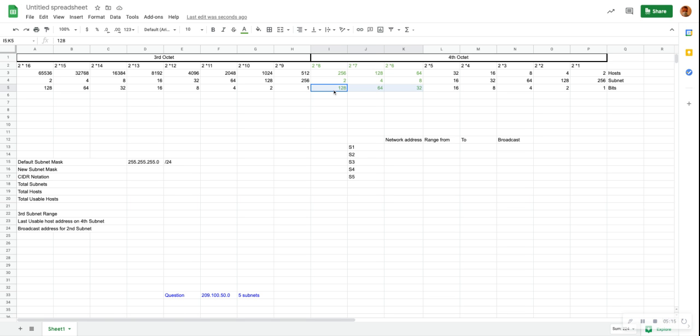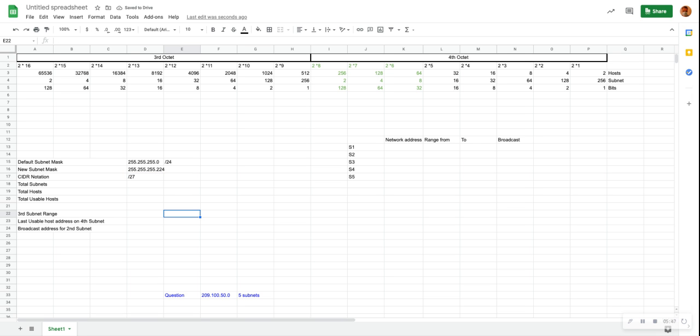So these three numbers here, I need to add up to form our new subnet mask. Okay, so if I add them numbers up together, I get 255.255.255.224. We know that we've used 24 bits in the default, but we've added 3 more. So our new CIDR notation is going to be /27 because I'm using 3 extra bits.